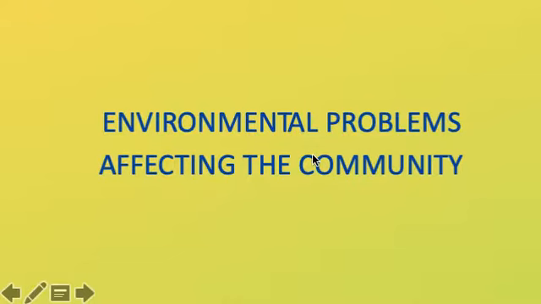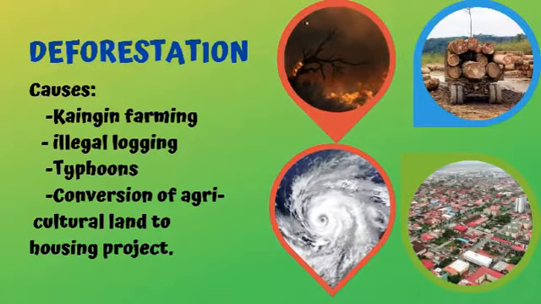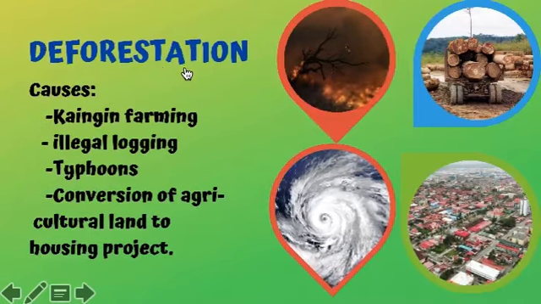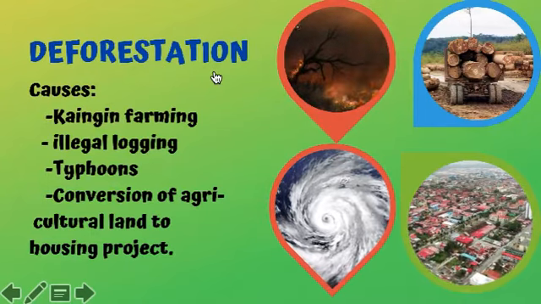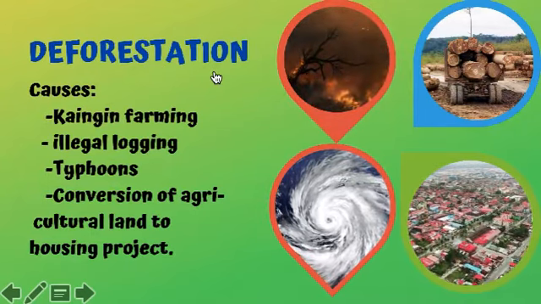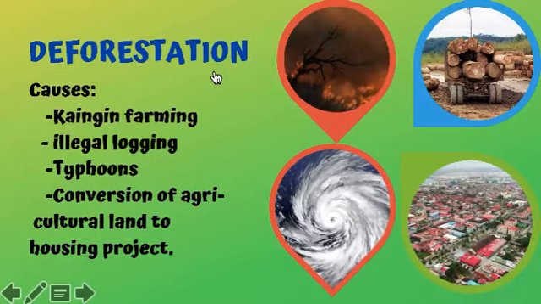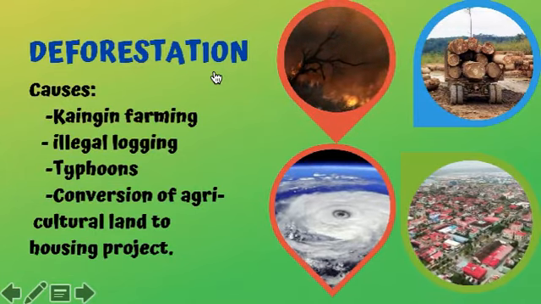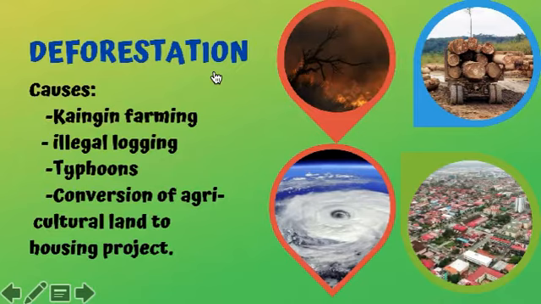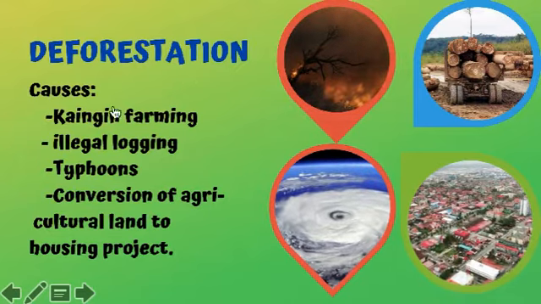Now, let's discuss some of the environmental problems affecting the community. First, we have deforestation. Deforestation means cutting down of trees for agricultural or cultivation purposes. It has the following causes.